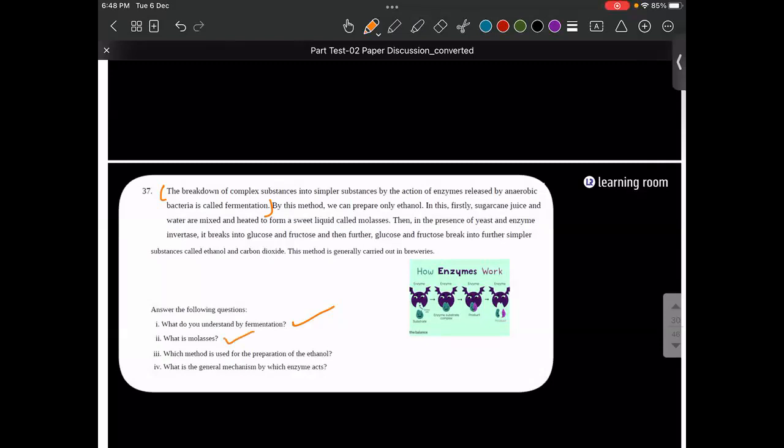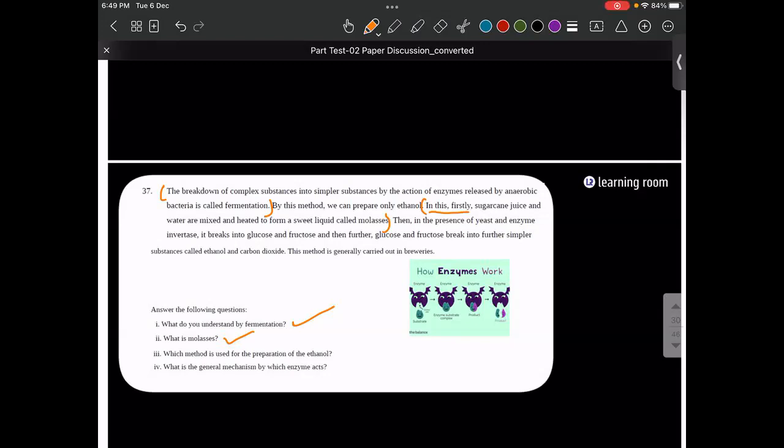Then, what is molasses? What did you write for this? Sir, the third line: sugarcane juice and water are mixed and heated to form a sweet liquid called molasses. The same sentence, you cut, copy, paste. Did all of you do the same thing? I slightly changed the words, I cut out the first three words. Okay, very good, a wise job. Sugarcane juice and water are mixed and heated to form a sweet liquid called molasses, right? Yes, sir.